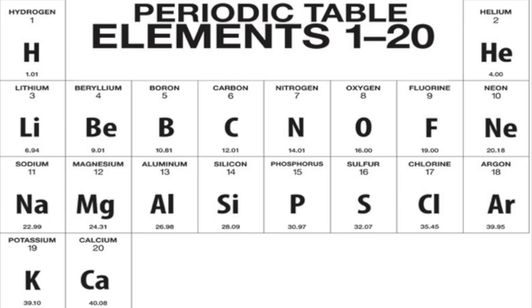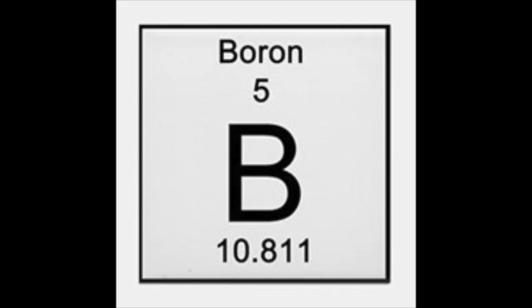Now that we know what an atom's structure looks like, let's choose one of the first 20 elements on the periodic table and draw their atomic structure. First, we must look at the periodic table and pick an element. Let's choose boron. This is the information that the periodic table shows for boron. But what do these numbers mean?